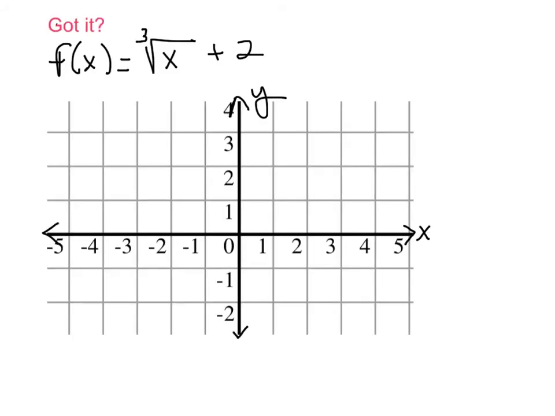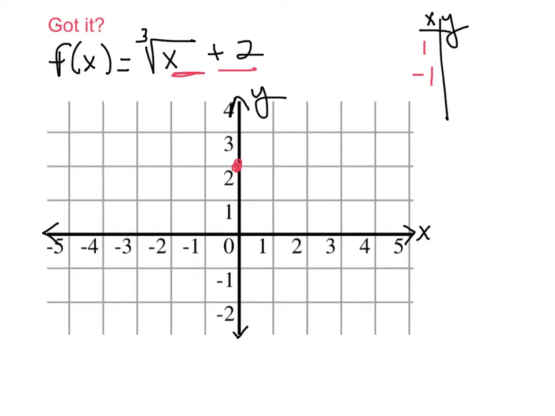So, let's start with the got it problem. Alright, so here's my graph. I'm going to make a t-table. So my vertex always starts at 0, 0, but there's nothing on the inside, so it's not going to go left or right. But then it says +2. So that means my whole graph is going to go up 2. So now, let's pick a number on the right and left. So I'm going to pick 1 and -1. So let's start with 1.